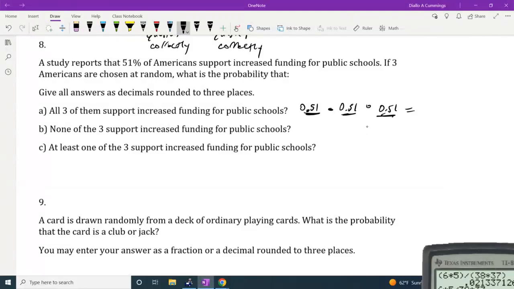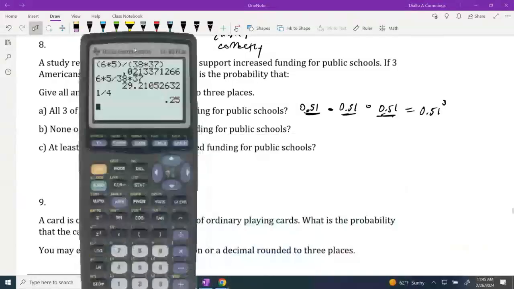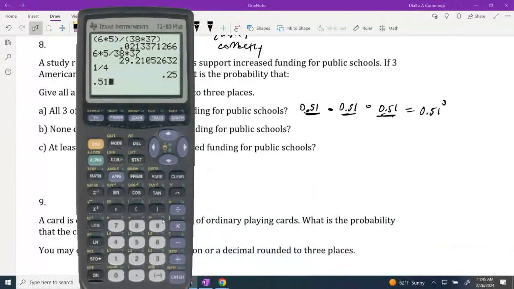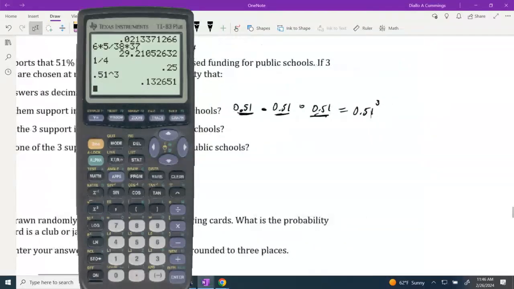0.51. So that's 0.51 to the third power. And that probability should be 0.133. So if I'm rounding to 3 decimal places, I look at that third decimal place, which in this case is a 2. You then look one number to the right. Since that number is higher than 5, we're going to round that 2 up to a 3. So we get 0.133.